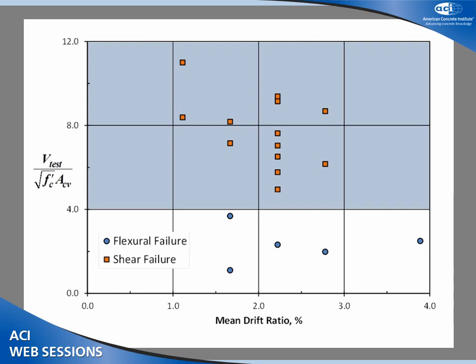As I mentioned, the distinction between flexure and shear failure is not that significant when it comes to the displacement capacity. Here I'm plotting that in terms of the mean drift ratio. The blue dots down here failed in flexure. There are some that had considerably higher drift capacities than the walls that failed in shear, but really most of the walls are sitting here between about 1.5% and 3% drift. So there was not an appreciable difference.